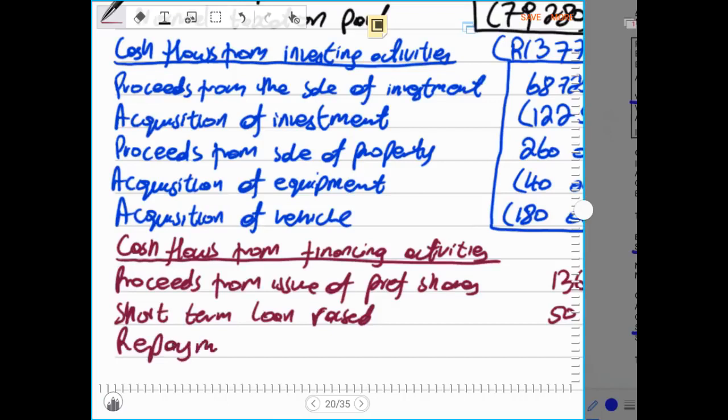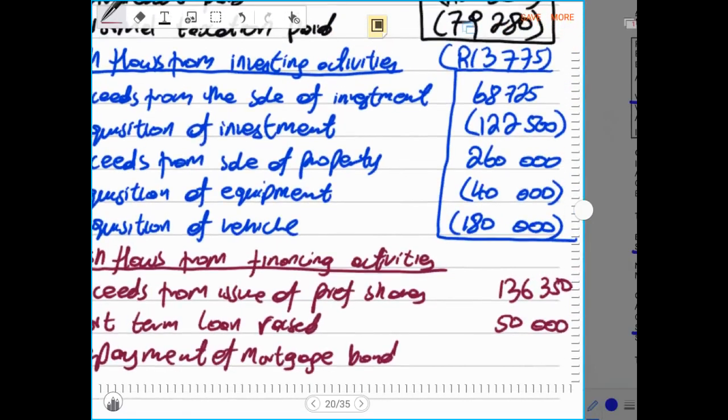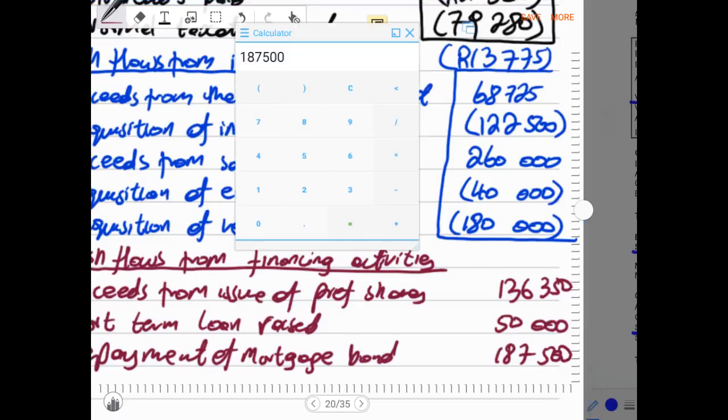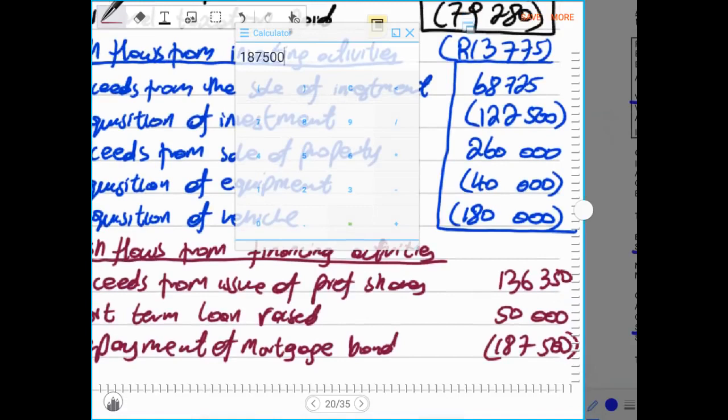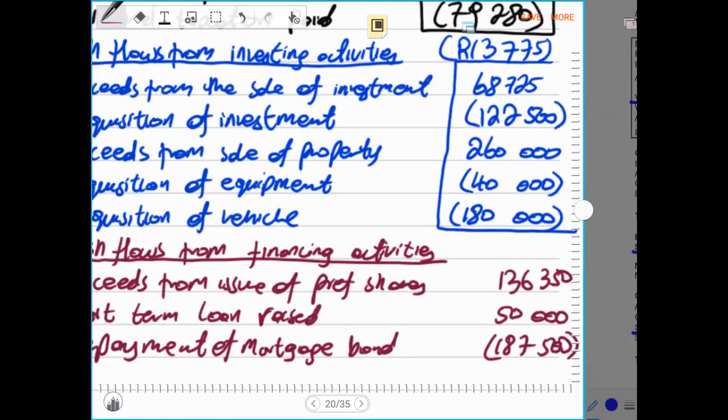Repayment of mortgage bond. This was a bond and this repayment was 187,500. Let me confirm that. Yes, 187,500. It will have to be negative because we have paid it and money is going out of the business.